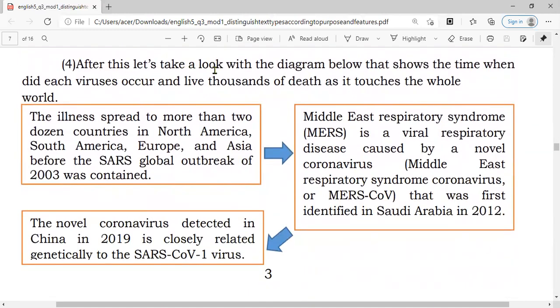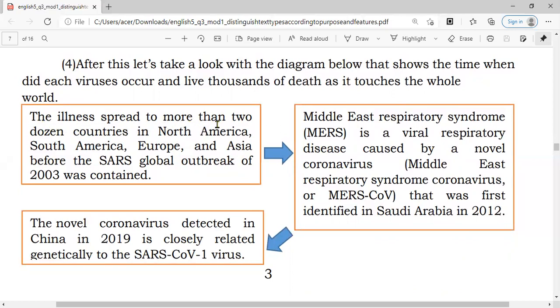After this, let's take a look at the diagram below that shows when each virus occurred and left thousands of deaths as it touched the whole world. So time, let's say from birth to the present, or from what year down to the present year. There's an order of time being shown here. So let's have the first box.